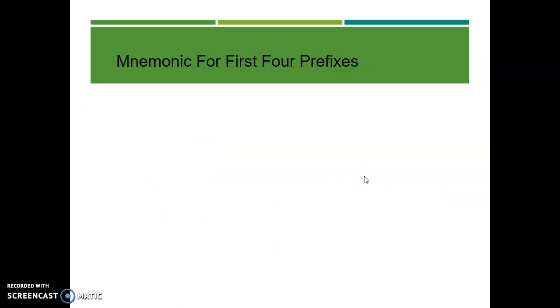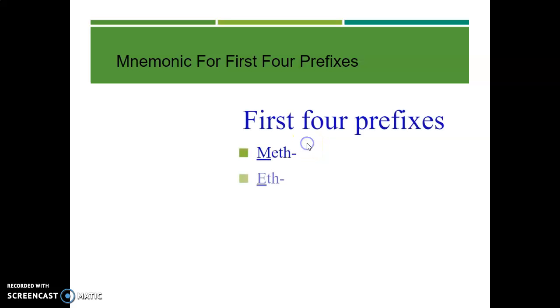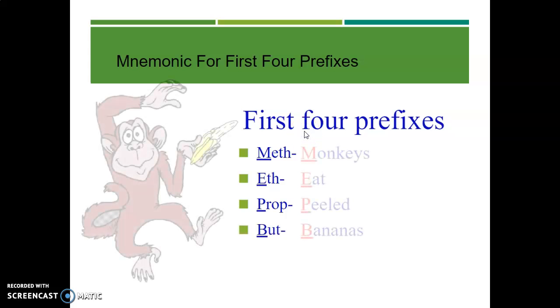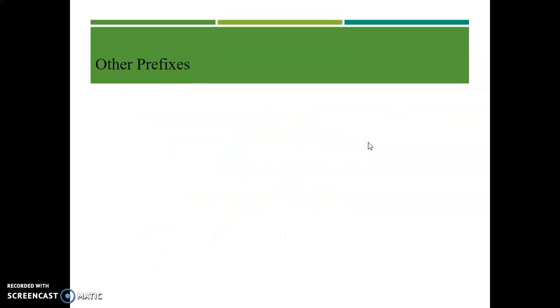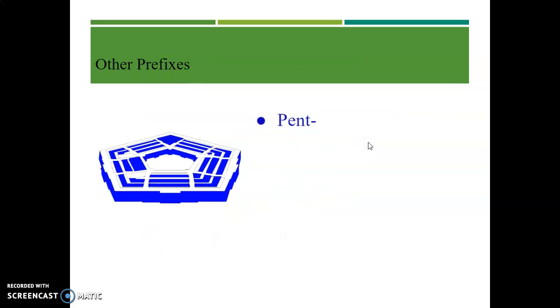Now, there is a mnemonic device to help you through the whole process of the prefixes, the first 4 at least. Like I said, the last 5 through 10, you are already familiar with. But the first 4, meth, eth, prop, and bute, there's an easy way to remember it. It's monkeys eat peeled bananas. M in monkeys for meth, eat for eth, peeled for prop, and bananas for bute or butane. All right, and so we're going to put that to practice. The other ones, like I said, you're familiar with.